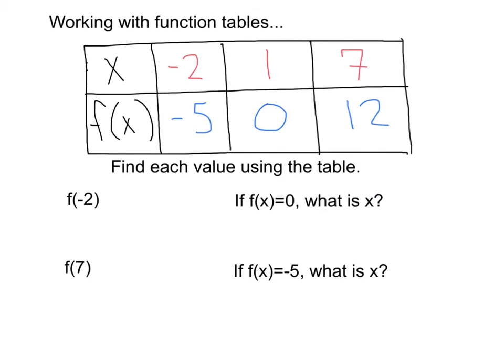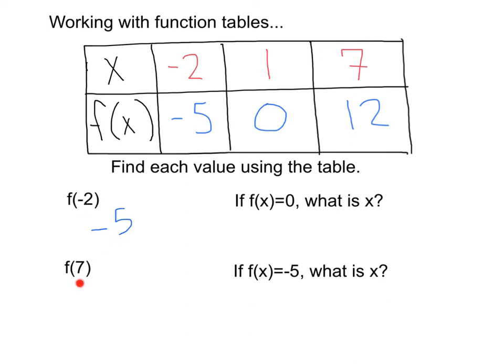Let's play around a little bit with this x, f of x table, which is just like an xy table. Here we want to find each value using the table. We want to find f of negative 2. Now keep in mind, when using function notation, you have f of x. So this is telling us that x equals negative 2, and we want to find f of negative 2. So we're going to go up to our x row. We see that x equals negative 2 right here, and f of negative 2 is going to equal negative 5. So f of negative 2 equals negative 5.